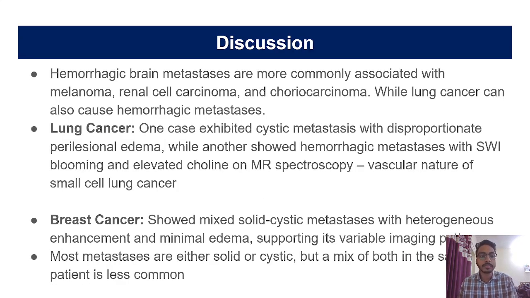In the discussion part, hemorrhagic brain metastases are more commonly associated with melanoma, renal cell carcinoma, and choriocarcinoma, while lung cancer can also cause hemorrhagic metastasis. In lung cancer, one case exhibited cystic metastasis with disproportionate perilesional edema, while another showed hemorrhagic metastasis with susceptibility blooming and elevated choline on MR spectroscopy, which suggests the vascular nature of small cell lung cancer. Small cell lung cancer is very aggressive as compared to non-small cell lung cancer.